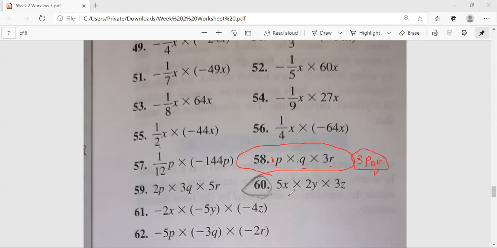What about this one? 60. Do it mentally. Multiply the numbers. What do we get? 30XYZ. Exactly. Y'all are getting there. Y'all are getting there.